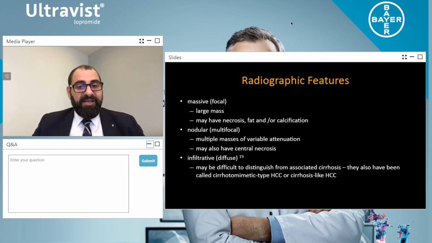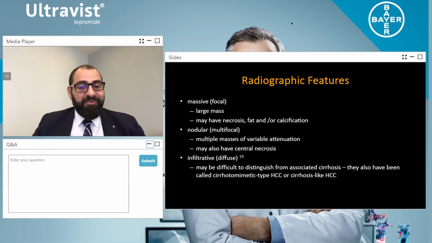Radiographically, in CT, it could be focal, multifocal, or diffuse. Remember we talked about the different types of infiltrations. In hepatocellular carcinoma, you have three types. If it's focal, it's going to be a large mass, and it will have necrosis, fat, and it can have calcification. This is where the pre-contrast scan is important. If it's nodular, which is multifocal, you could have multiple masses with variable attenuation.